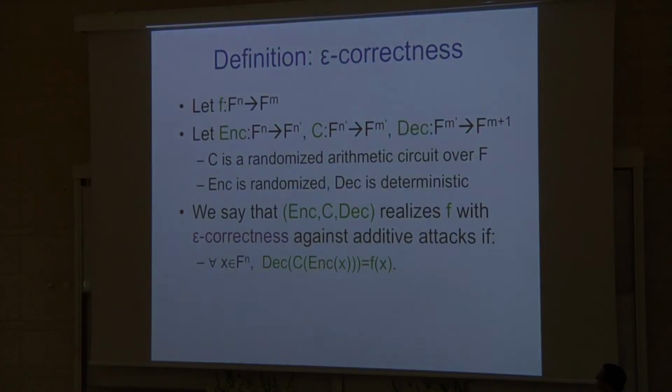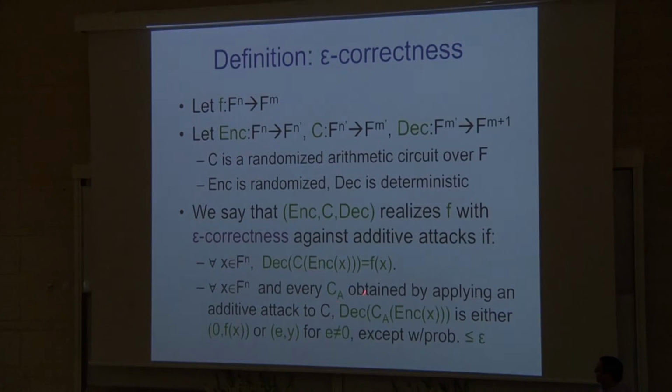And we say that this triple ENC, C, DEC realizes f with epsilon correctness. Epsilon, when it tends to 0, means that it's almost perfect. It gets better. So epsilon correctness means, first, a completeness requirement: if there is no attack, then you always output f of x. And the correctness requirement says that if you let C_A be an arbitrary circuit obtained via this type of additive attack, then the result of running the encoder, then the attacked circuit, and then the decoder will be either the correct output or E, which is a flag that is set to some non-zero value to detect error. And this should hold except with probability epsilon. We want everything to be arithmetic, so we don't want it to just be a bit, it's a field element.